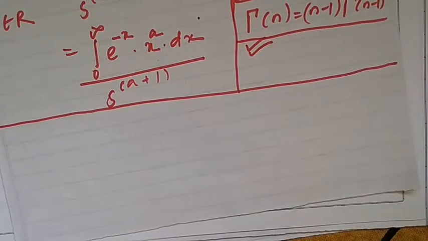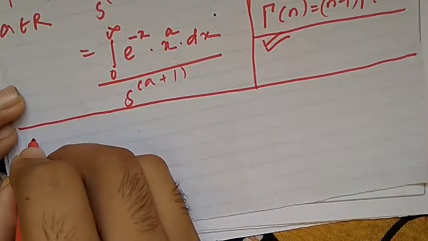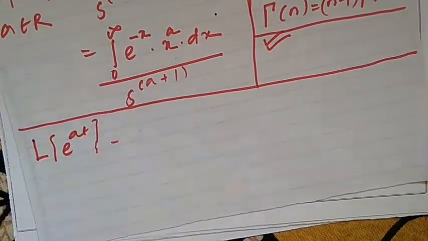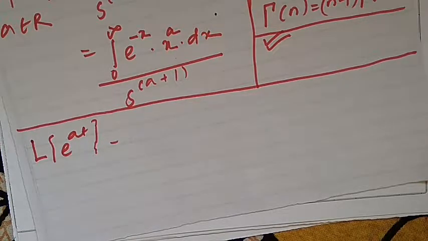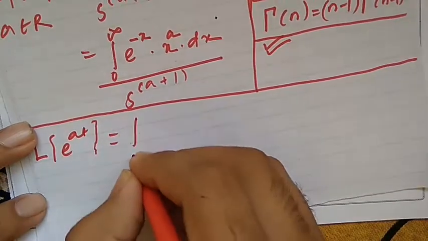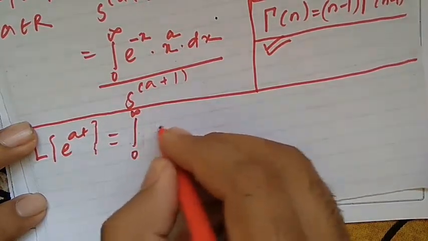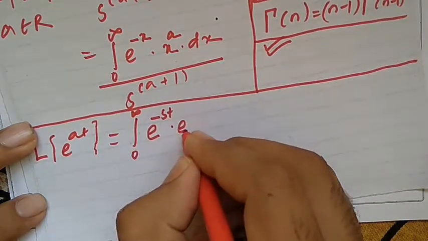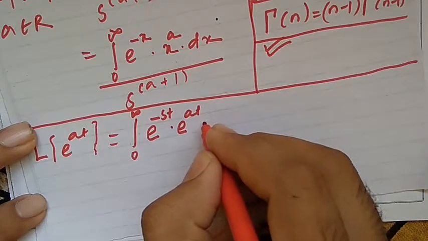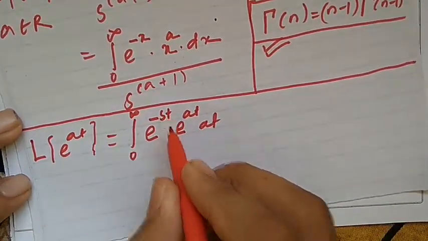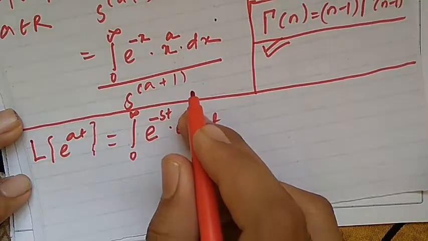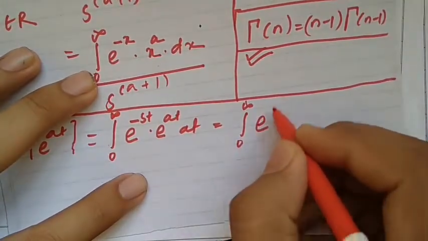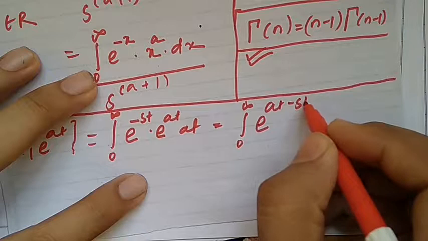Let's do some other formulas, for the exponential function. The Laplace transformation of e to the power at. What is the Laplace transformation of an exponential function? It is the integration from 0 to infinity of e to the power minus st into e to the power at dt. That is e to the power minus st into f(t) dt. So it will be simplified like this: e to the power at minus st dt.